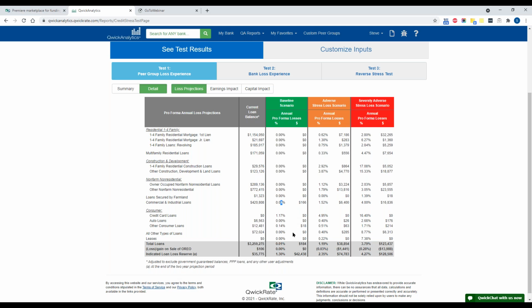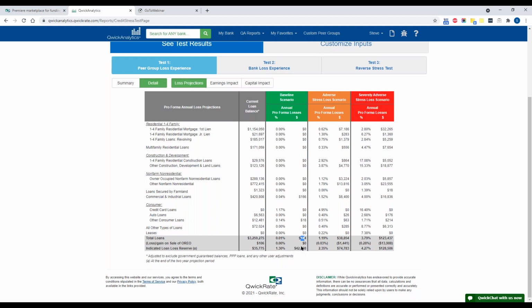So you can see in a baseline scenario, losses are very, very manageable, just a couple basis points. OREO losses are negligible, and reserves are at about 1.3%, because that's where the peer group is right now. In an adverse scenario, we have much higher losses to contend with. If our portfolio performed like our peers, we might see about 1.2% net charge-offs a year for 2 years going forward in an adverse scenario, and we might have $1 million worth of OREO losses, and we might be forced to keep a reserve of just over 2%.